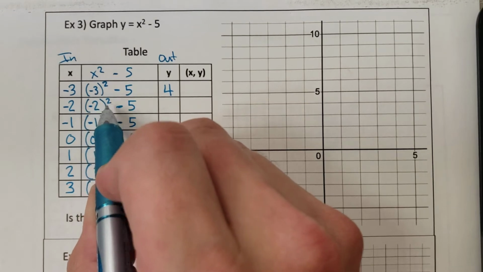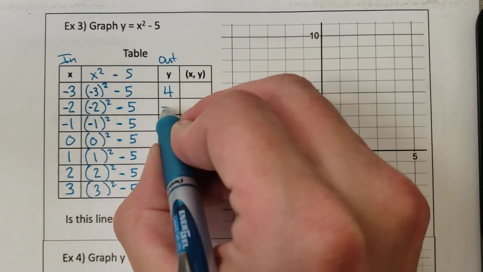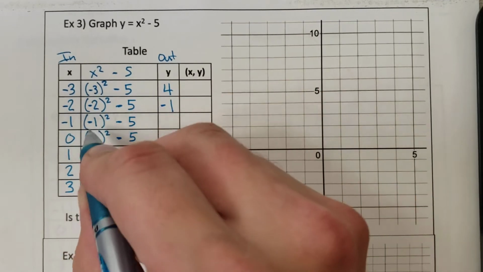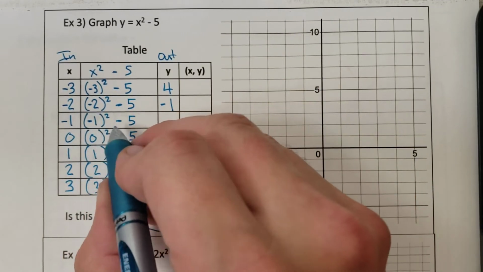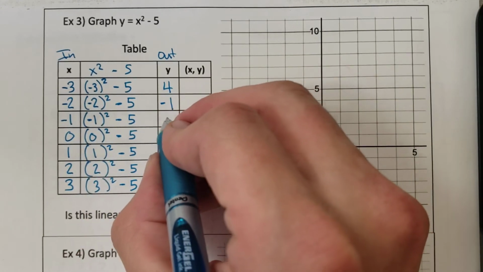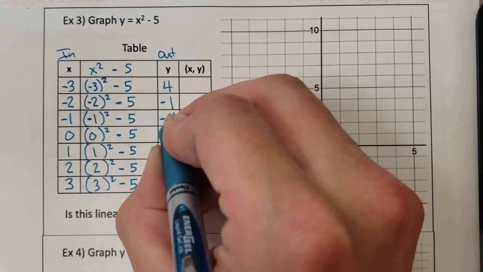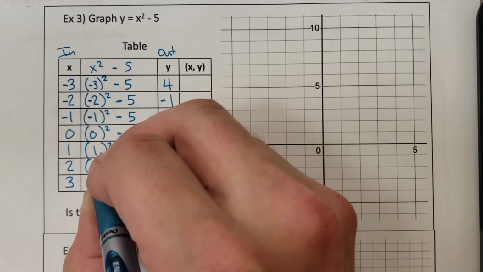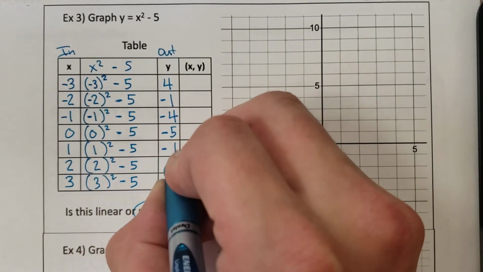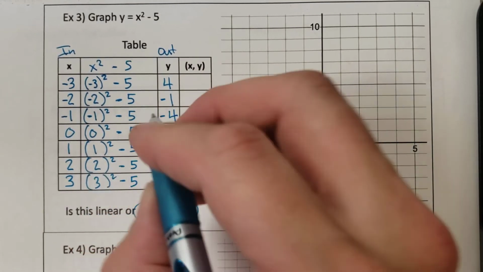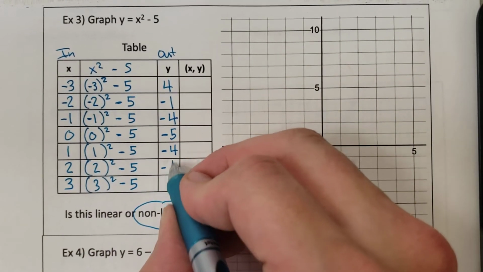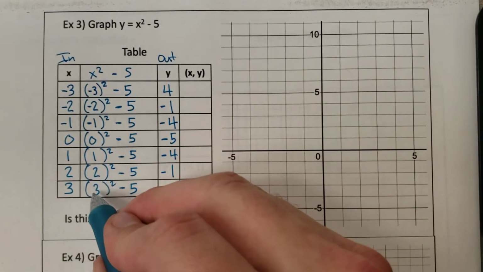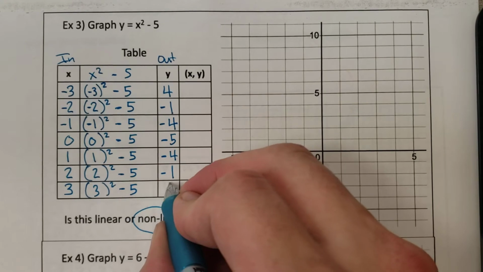-2 squared is 4. 4 minus 5 is -1. -1 squared is 1. 1 minus 5 is... No, it's not. It's +1, silly goose. There you go. Come on, brain. +1 minus 5 is -4. 0 squared minus 5 is -5. 1 squared is 1. Minus 5 is -4. 2 squared is 4. 4 minus 5 is -1. Oh, there's something kind of weird happening here with our outputs. Interesting. 3 squared is 9. 9 minus 5 is +4.